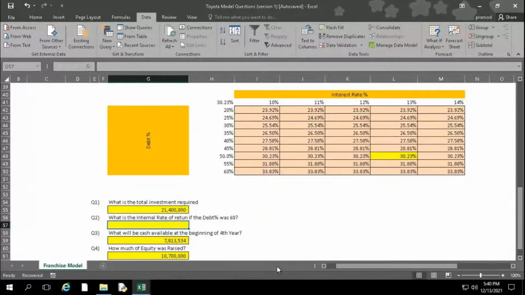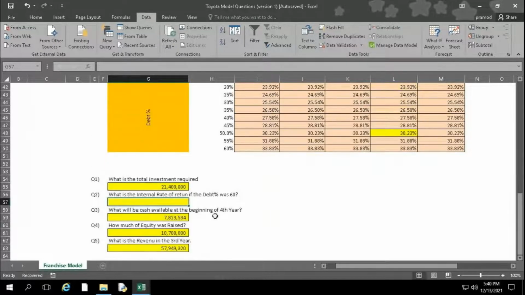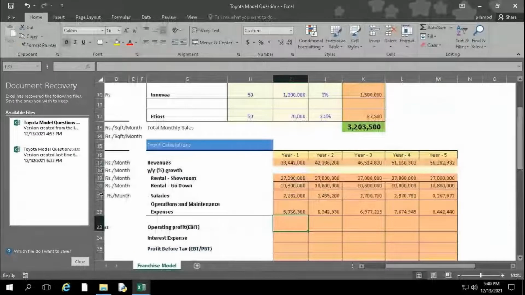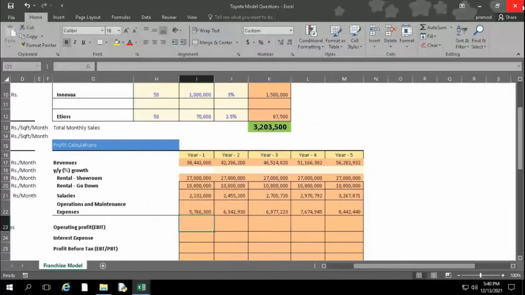So this is how you need to do these questions. In the same manner, you need to try doing such kind of case studies. So solve these questions and all.